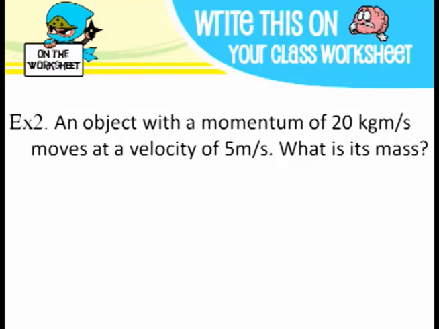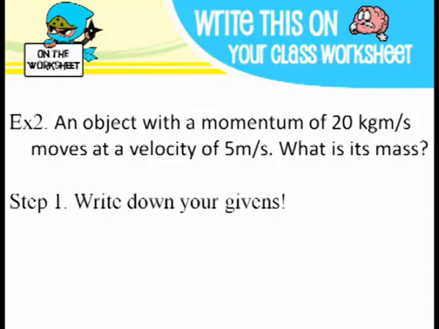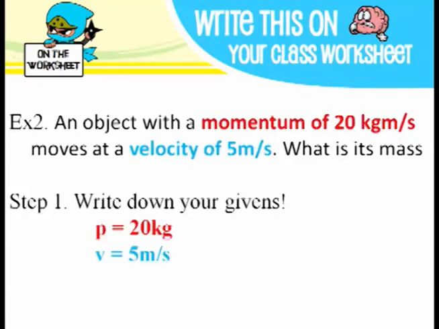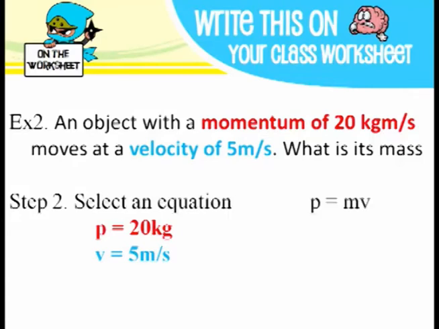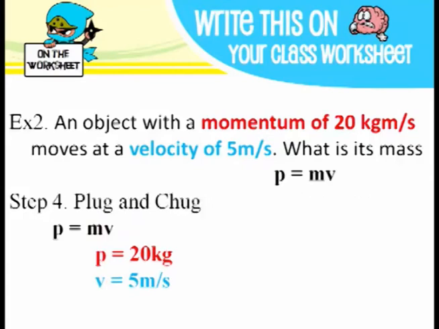Alright, so now let's try this together. If we pull out our givens, again, notice kilogram meters per second. That is a momentum. It says it in the problem, momentum of 20 kilogram meters per second. We also have velocity is 5 meters per second. So in this case, we're looking for m. Out of p equals mv, we have p, we have v, so all we're doing is solving for m.